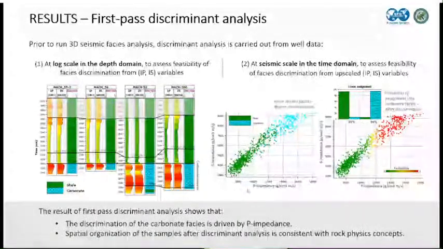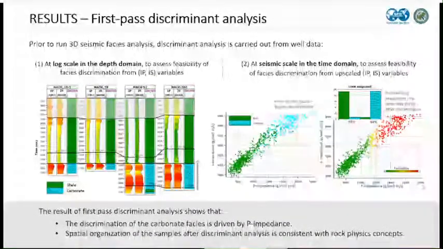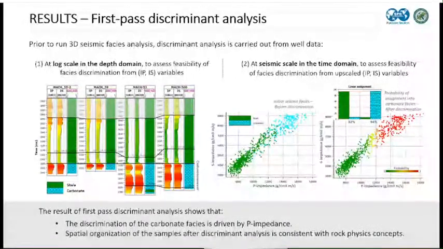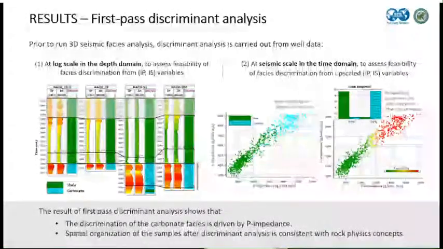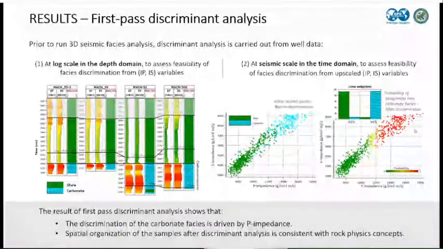This is highlighted as well through cross plots. The left cross plot shows the P impedance versus the S impedance colored by the facies. We can see that clearly there are two different elastic answers, one for each facies. The right cross plot shows the results of the first pass discriminant analysis. We have still P impedance versus S impedance, colored by the probability of assignment into the carbonate facies, the red corresponding to the highest probability.